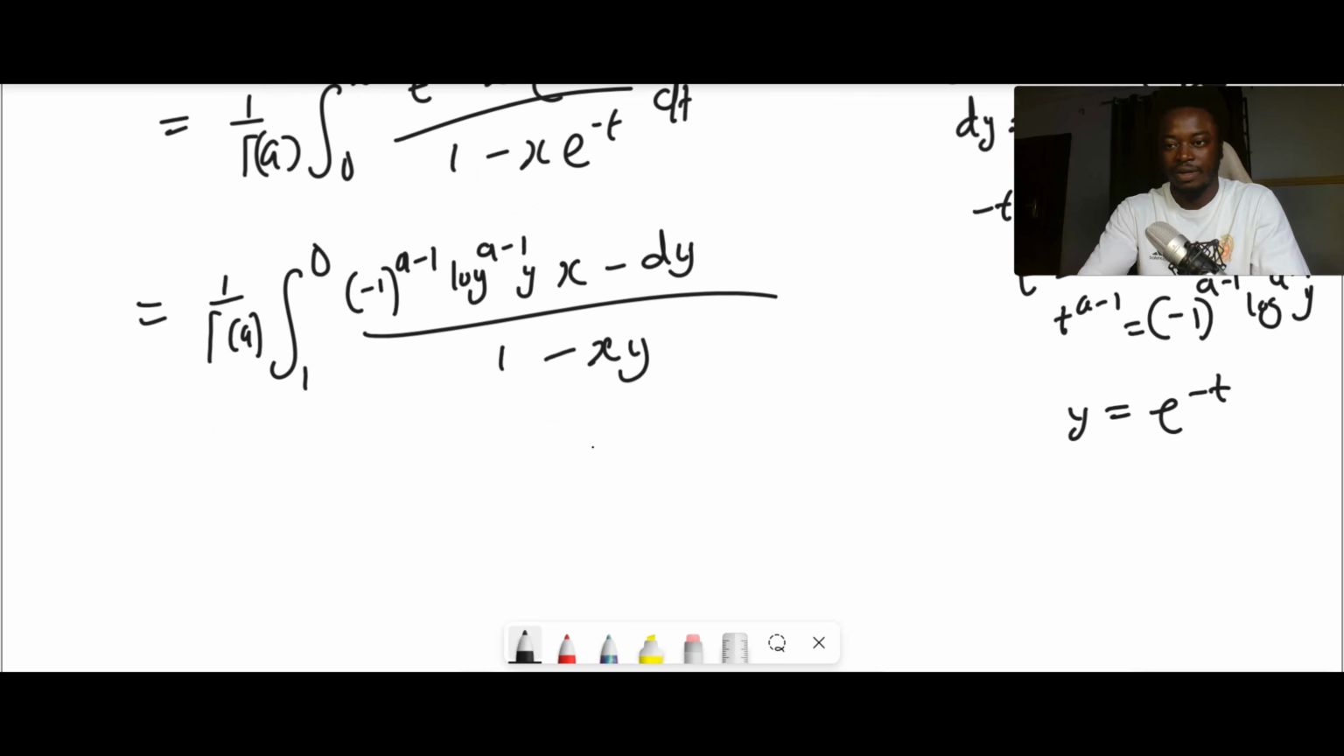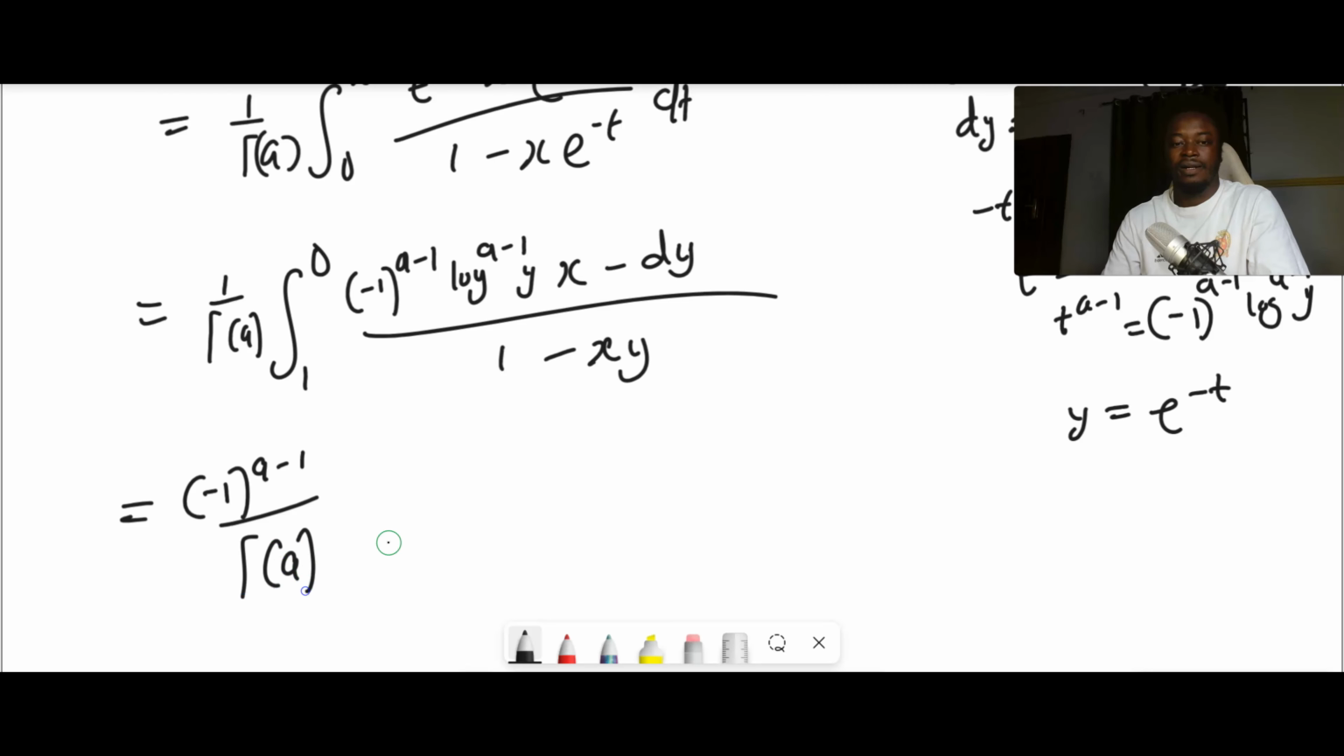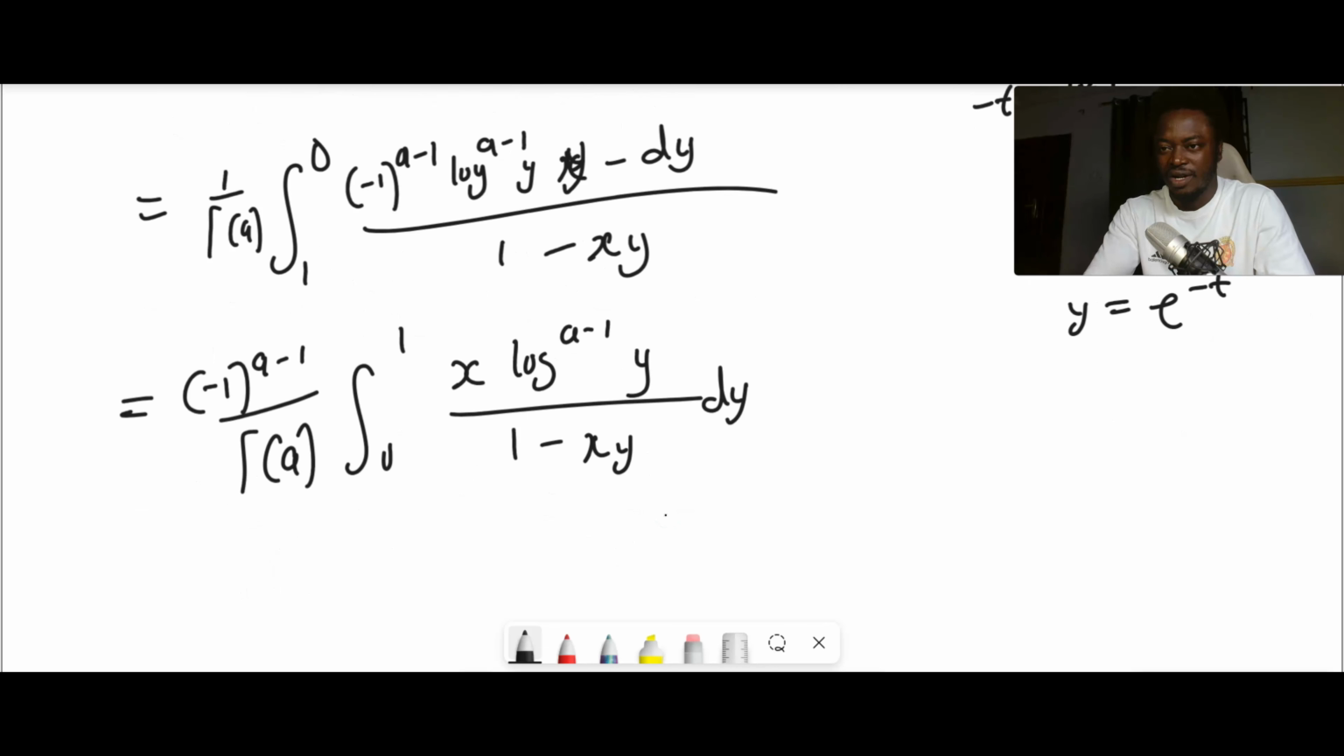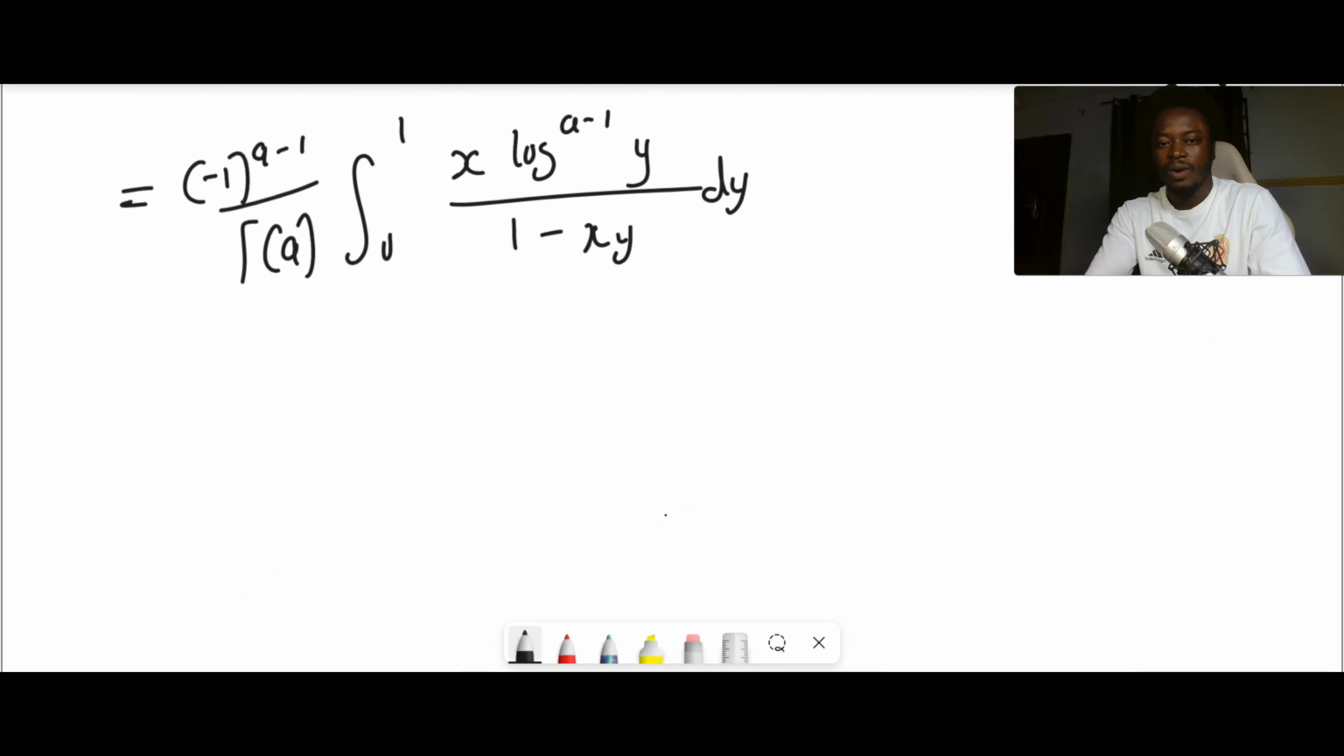And things are becoming a bit more interesting now, because we can write this as negative 1 to the a minus 1 all divided by gamma of a. Then you would have the integral from 0 to 1 of x logarithm to the a minus 1 of y, all divided by 1 minus x y dy. And this is a beautiful integral representation of the polylogarithms.